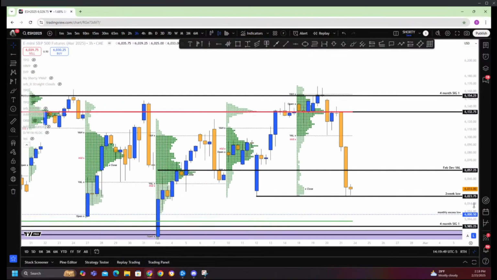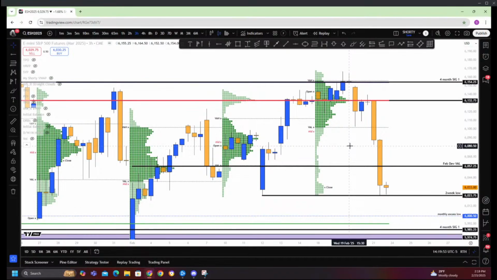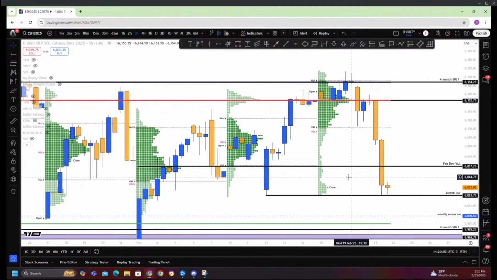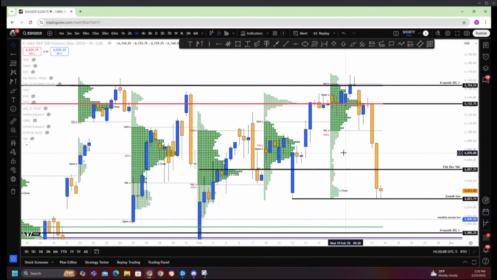All right, so what is the market telling you here on this TPO? Any level that, if they were to reclaim based on prior weeks, you'd be excited to go somewhat bullish. February developing value area low. That would be good, right?